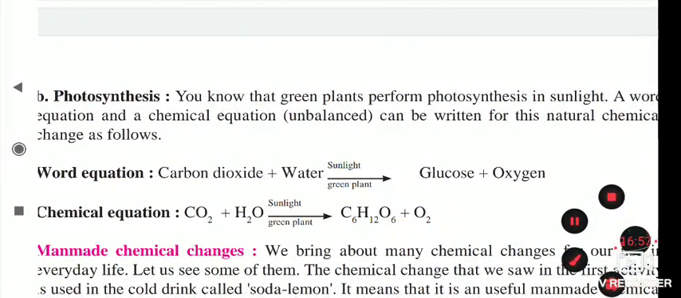So today we are going to stop here. We will see the next part of the lesson in our next lecture. Okay, thank you. All of you learn the reactions and note them down.